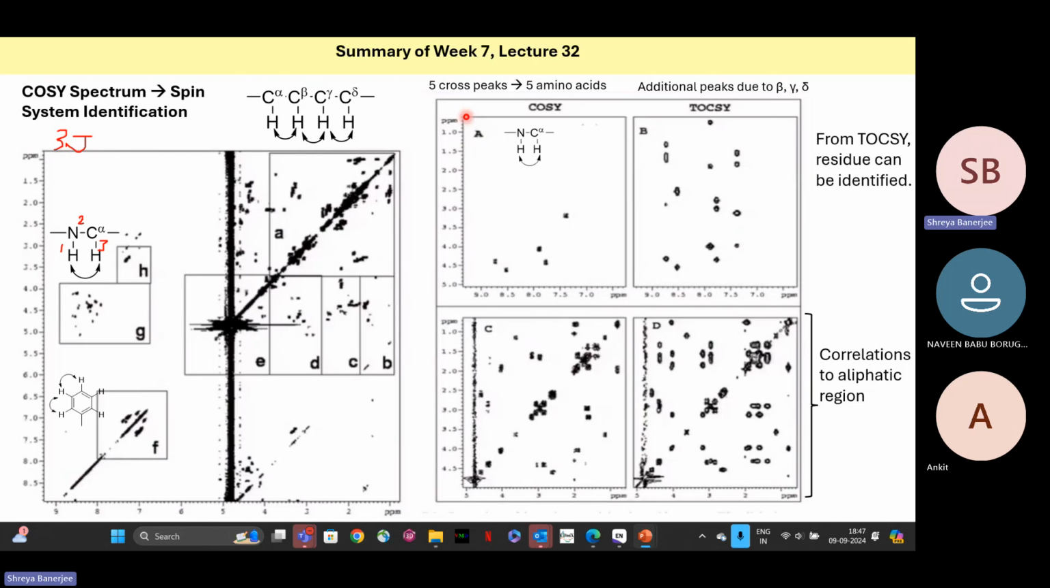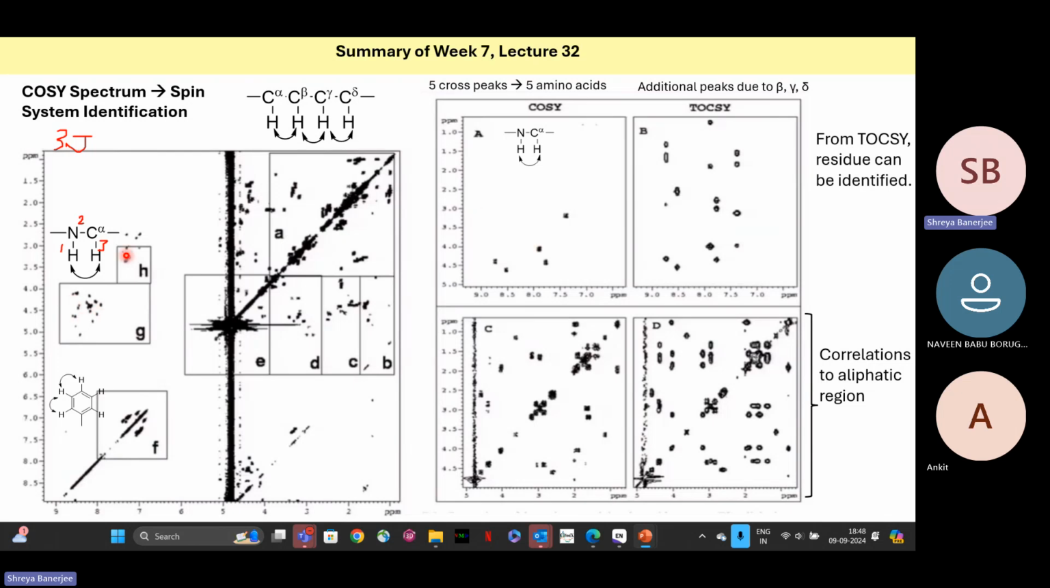Now, one thing about the COSY spectra is that if you look at this G and H region, at the bottom you have the range from around 9 to 6.5 or 7. And here you have the range around, say, 3 to 5, or you can even extend it to 1 to 5, which is shown here. So now we are looking at the G and H region.